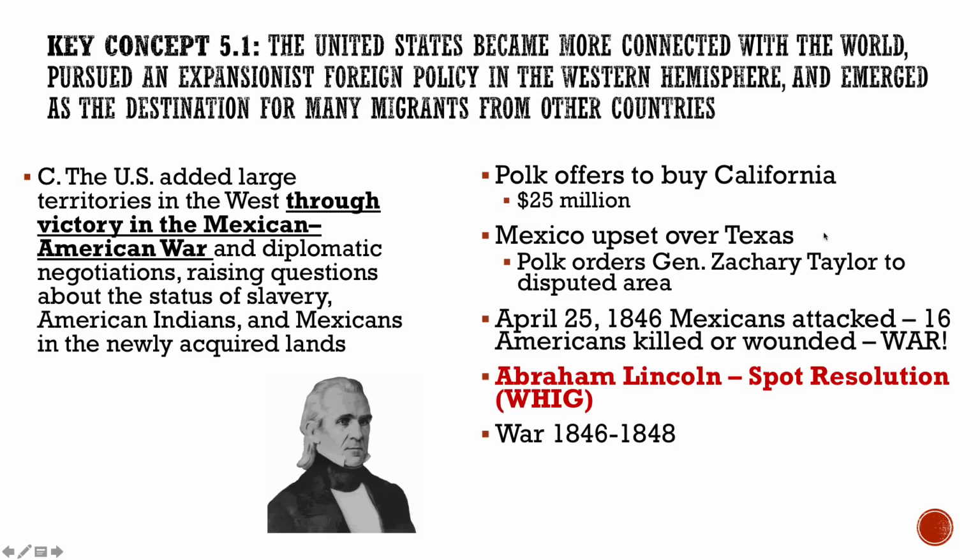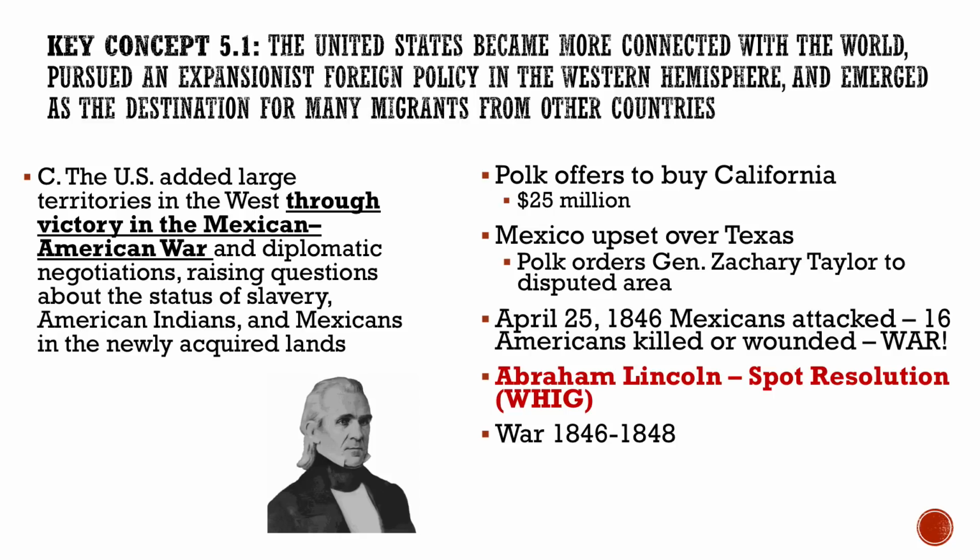He does offer to buy California for $25 million. He sends a diplomatic group to Mexico to try to avoid war. He offers to buy California. Of course, Mexico wants nothing to do with it. Texas immediately asks for protection from the United States in case Mexico invades them. So Polk orders an army down into southern Texas around the Rio Grande or the Rio Bravo, depending on which side of the country you're on. They're the same river. General Zachary Taylor goes into this very disputed area.